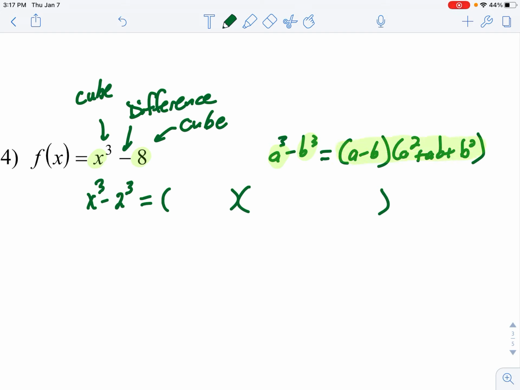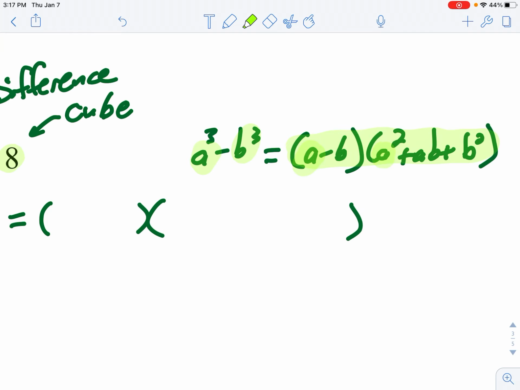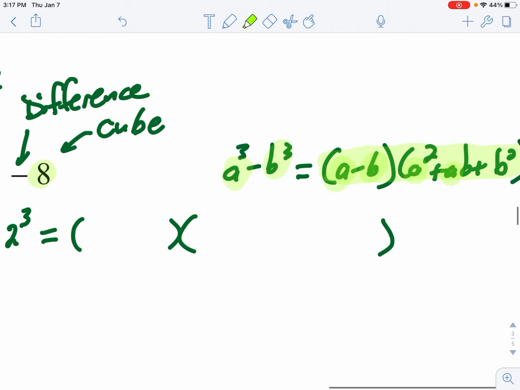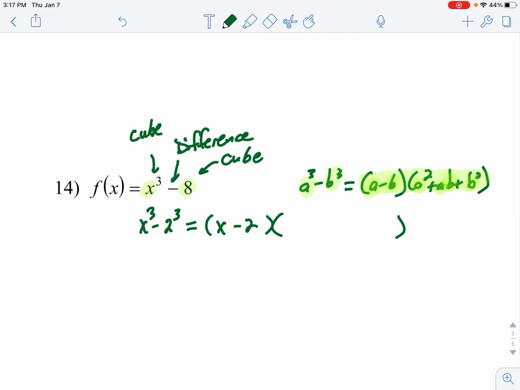Every time you see a letter a, I'm going to write an x, and every place you see a letter b, I'm going to write a 2. So it's x minus 2, x squared plus x2 plus 2 squared.